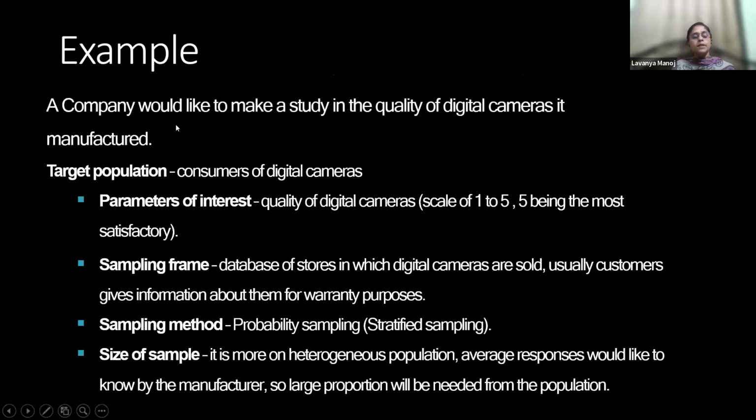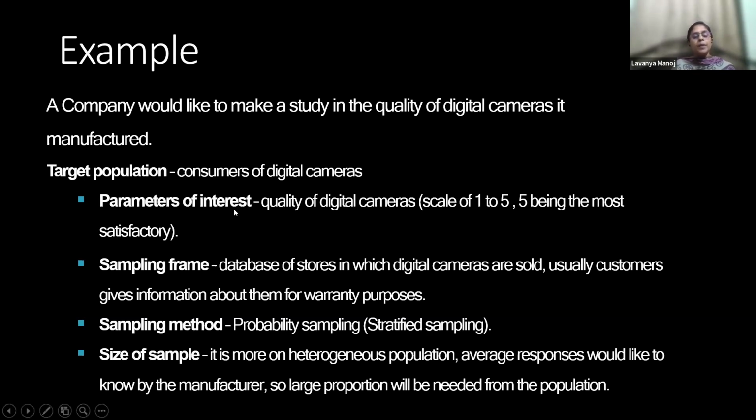Okay, so this is an example. A company would like to make a study on the quality of digital cameras it manufactures. So how the right kind of research design should be? First, fixing the target population: consumers of digital cameras from the same company, that is the company's own digital cameras. So who are the consumers purchasing it? That would be the target population.